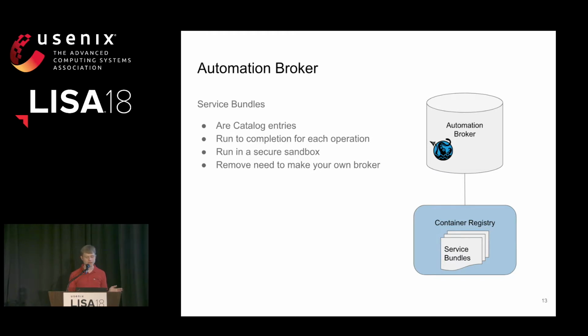So they are catalog entries. They run to completion for each operation you run. We set up a secure sandbox. So we create a new namespace. We give it just the permission it needs while it's running, and then we tear the whole thing down when it's done. And it really does remove the need for you to make your own broker. So our automation broker simply looks at one or more container registries that you pointed at and looks for images of this kind that are available to provide these images.